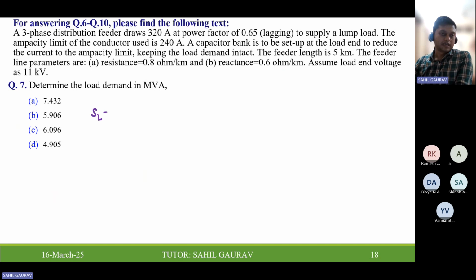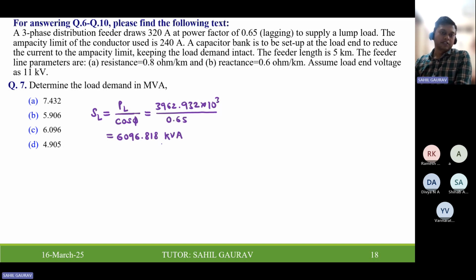So you can write SL equal to PL upon cos phi. So 3962.932 into 10 to power 3 upon 0.65. So it is coming as 6096.818 kVA. So in MVA, 6.096 MVA.